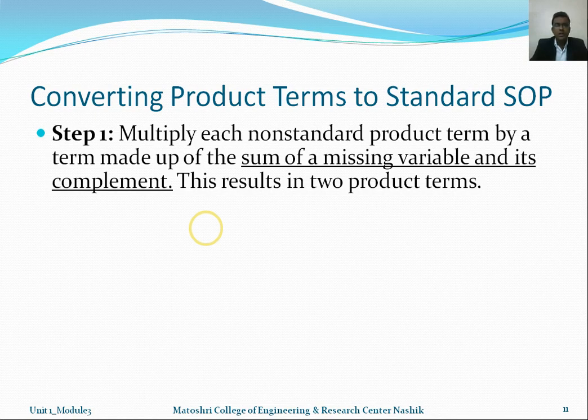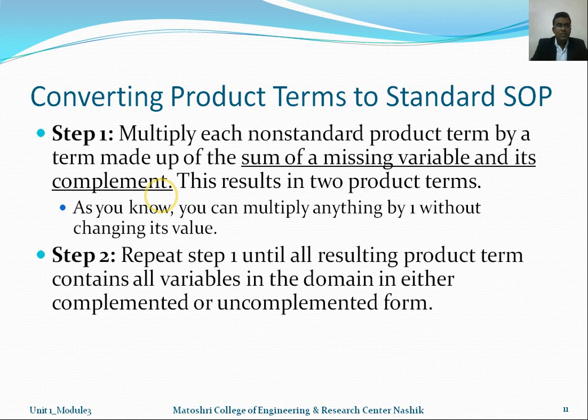The first step is that you have to multiply each non-standard product term by a term made up of the sum of a missing variable and its complement. This results in 2 product terms, and how it results in 2 product terms we will see with the examples. What is the second step? The second step is repeating the first step until the resulting product terms are in standard SOP form.